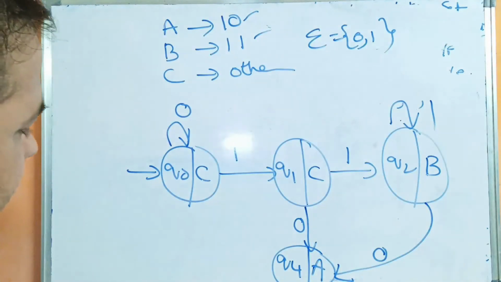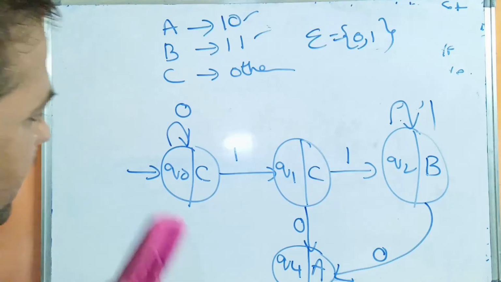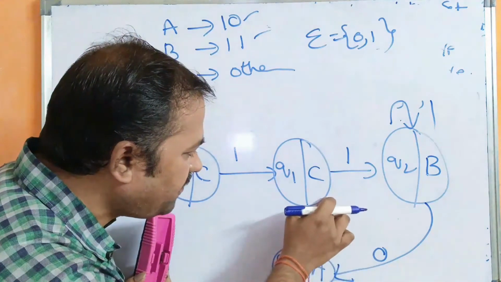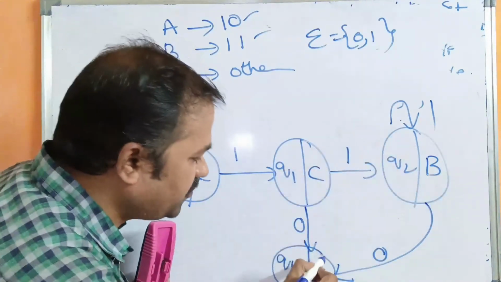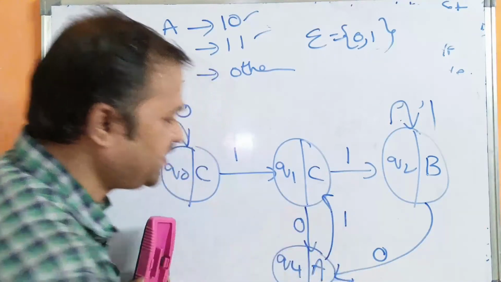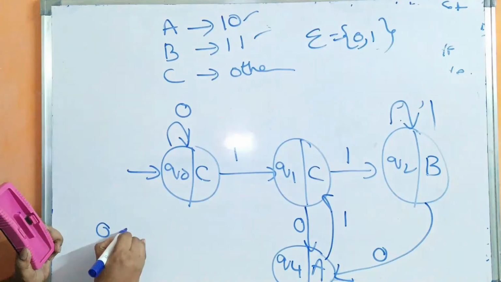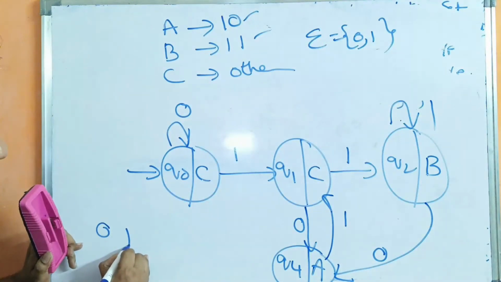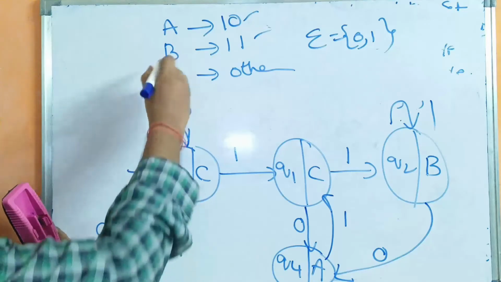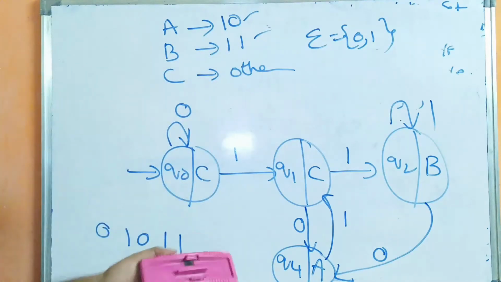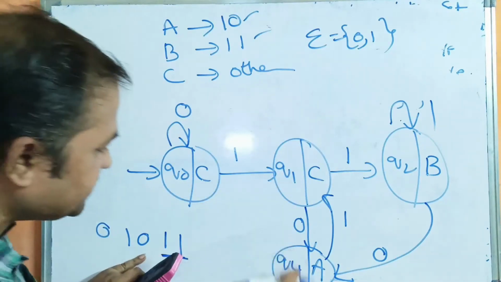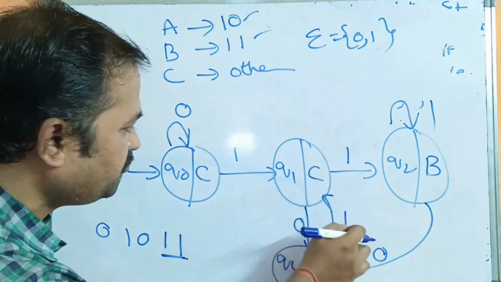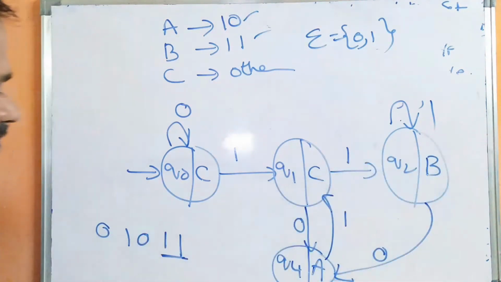If we apply 1 here, after this 1, we can have another 1, so that we will get B as the output. So we can make a connection like this, 1. Why? Because if the string is 0, 1, 0, 1, 0, 1, 1, here the string is ending with 1, 1, so output should be B. 0 means we will be at Q0 only. 1 means we will move to Q1. 0 means we will go to Q4. 1 means Q4 to Q1. 1 means Q2. So output is B. So 1 is applied.